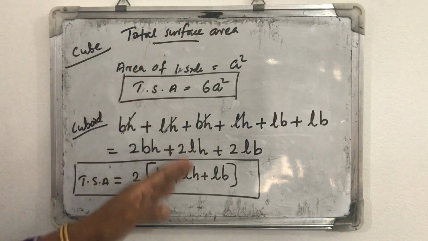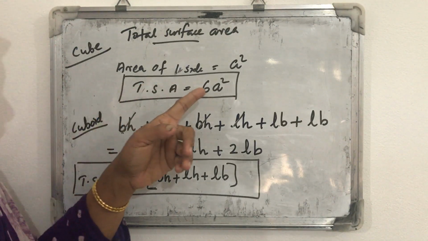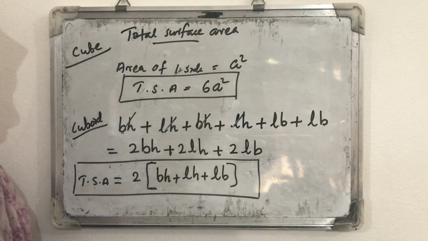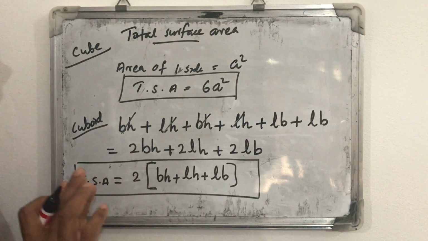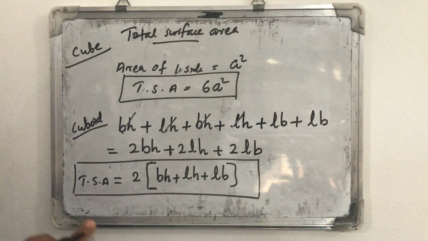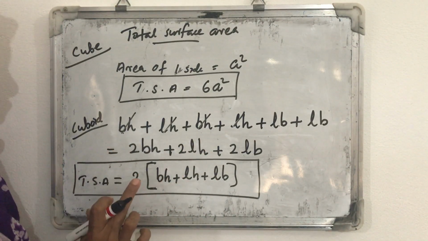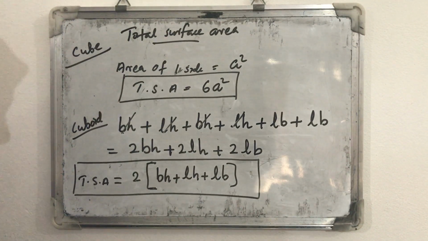These 2 equations you want to learn by heart. The total surface area of a cube is 6x squared, and the total surface area of a cuboid is 2 into (LH plus BH plus LB). The order is all the same, no problem, but we always measure length first, after that breadth. So 2 into (LH plus BH plus LB). That is the total surface area of a cube and cuboid.